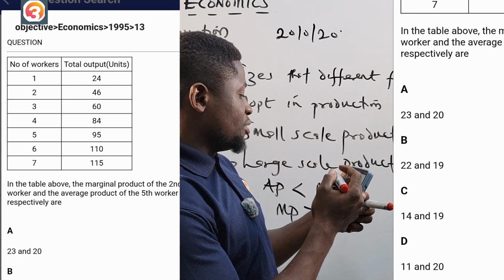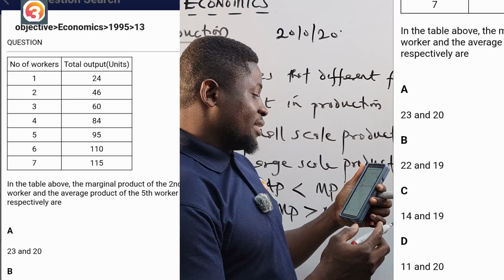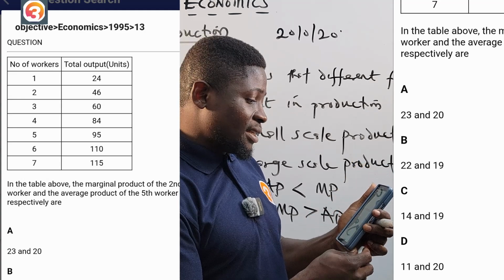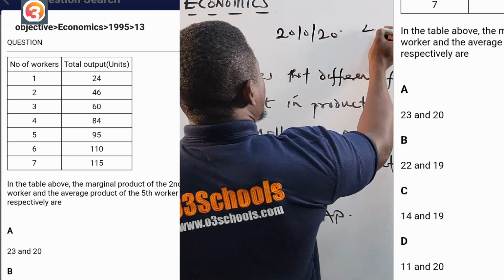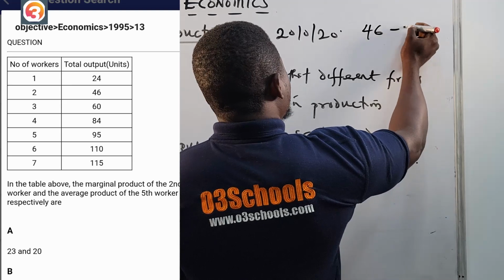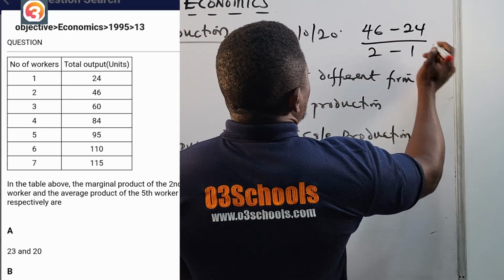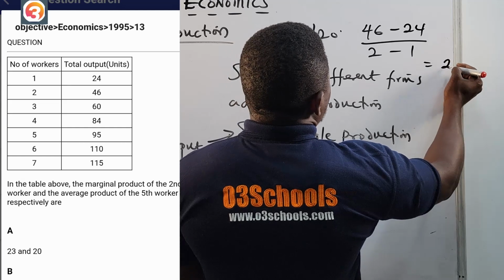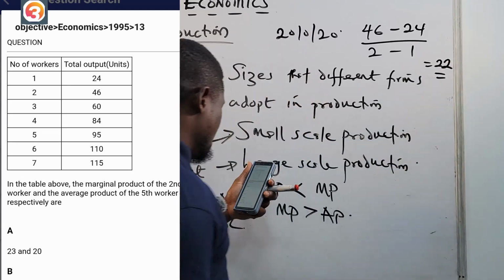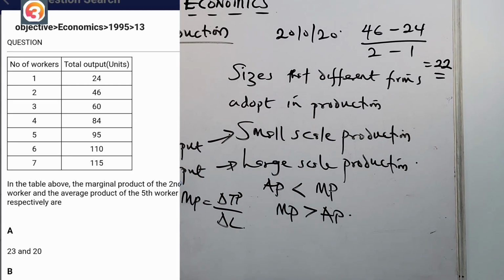Sorry, the question is being shown this way. Second worker is what? 46. Total output is 46. Okay, so I'm going to have 46 minus 24, all over labor, 2 minus 1. What is 46 minus 24? I'm going to have 22. Okay, so 22 is already part of our answer.